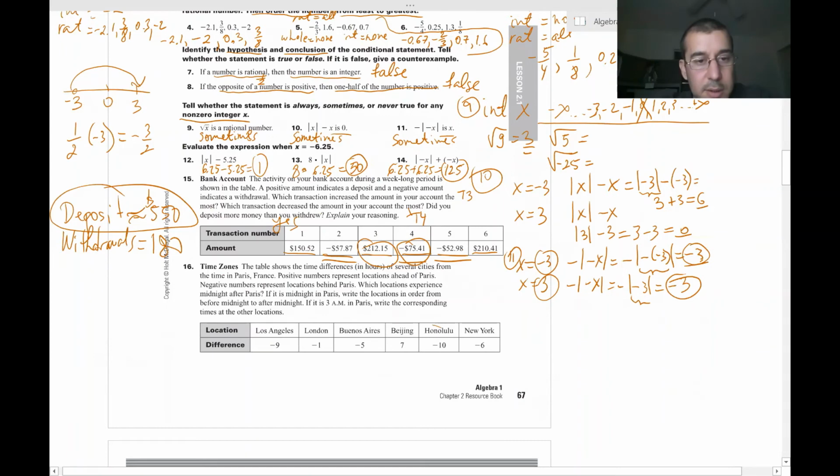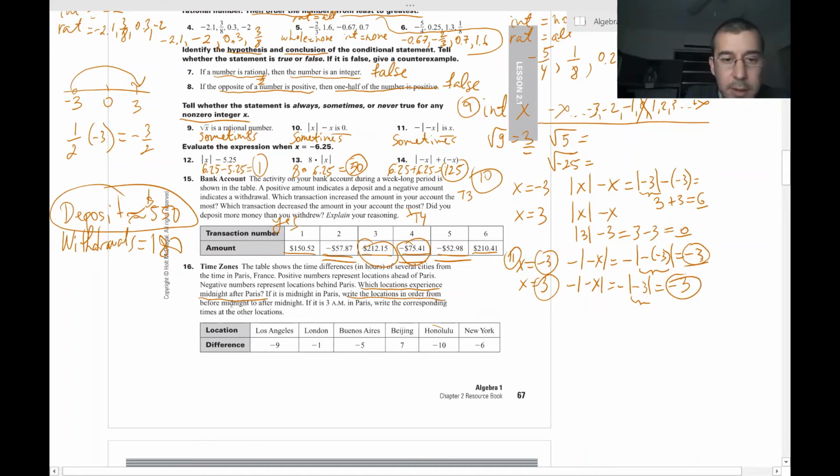Number 16, time zones. The table shows the time differences in hours of several cities from the time in Paris, France. Positive numbers represent locations ahead of Paris. Negative numbers represent locations behind Paris. Which locations experience midnight after Paris? Okay, so that's one question. If it is midnight in Paris, write the locations in order from before midnight to after midnight.